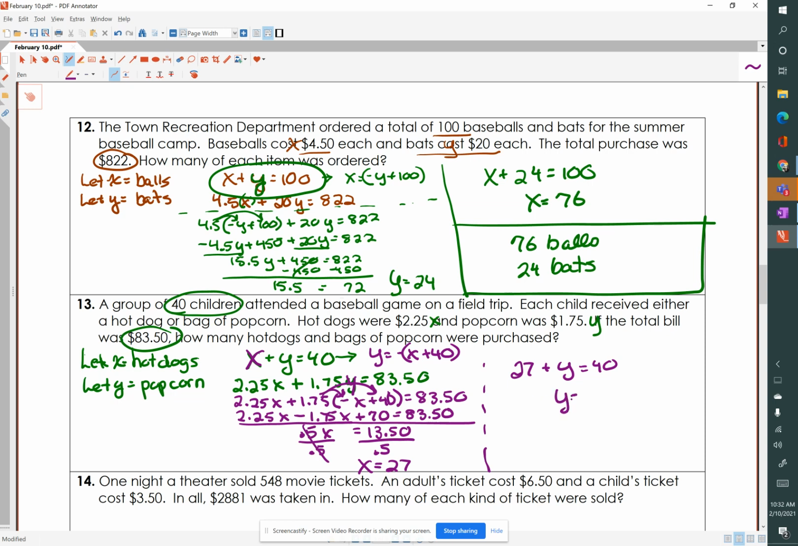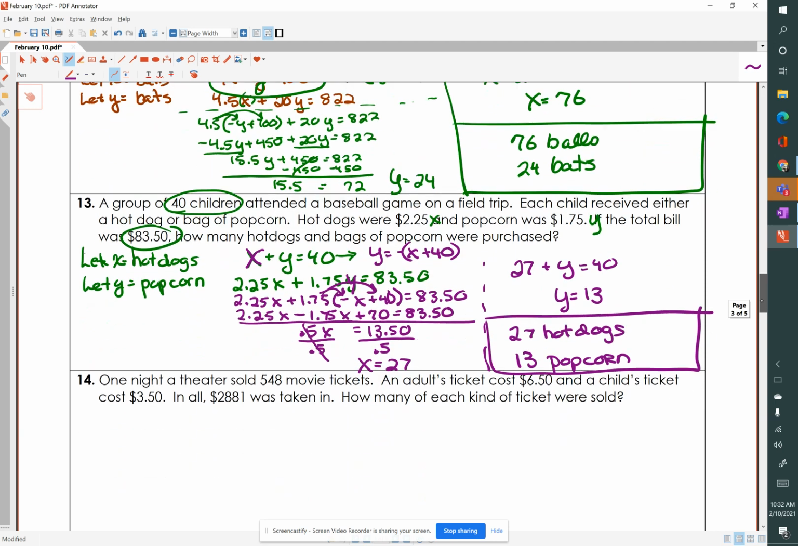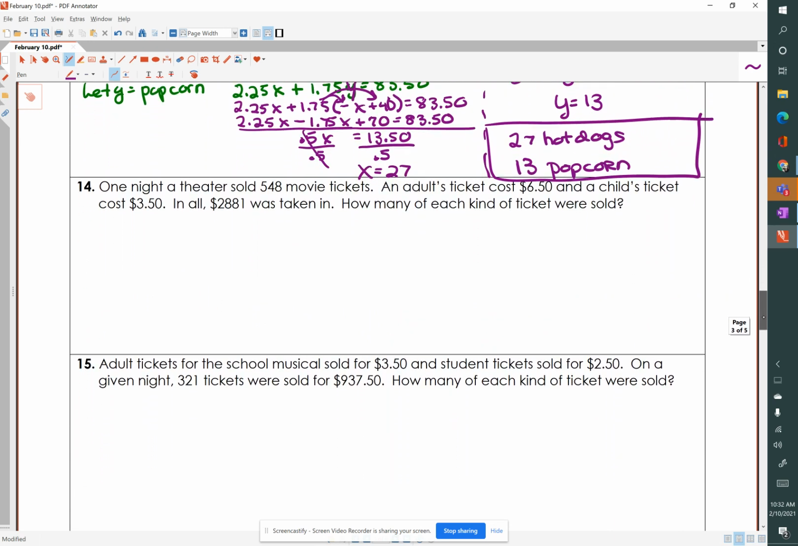And y equals, subtract 27 from 40, you have 13. Okay, so what do we got? 27 hot dogs and 13 bags of popcorn. Or they might have been in a box, I don't know. Bag or box, doesn't matter. There were 13 of them. Okay, let's move on to number 3.